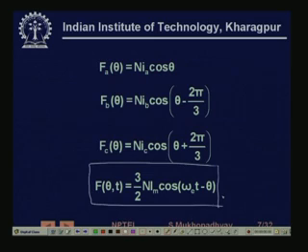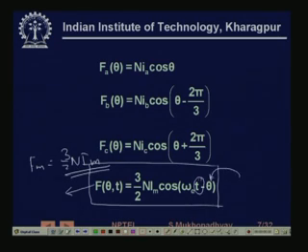MMF variation with respect to space and time jointly, given by this expression. So you can easily understand that at any time t, at which angle this f(theta, t) will maximize, the maximum value, the peak value, is equal to 3 by 2 N I M. At any given time t, it will occur at a given angle theta, given by theta equal to omega E t. So, as t varies, this theta will rotate. So, that is why I said that it gives rise to a rotating MMF.